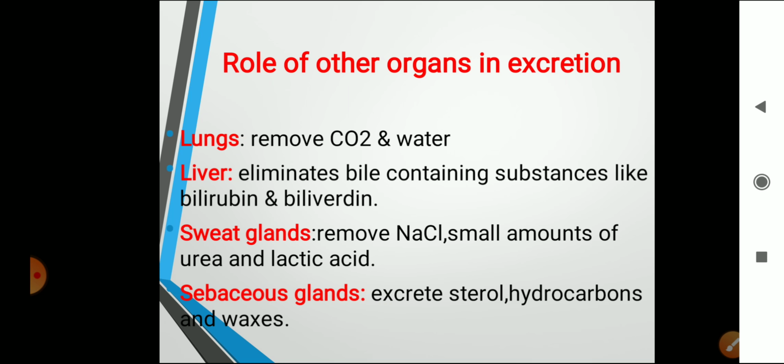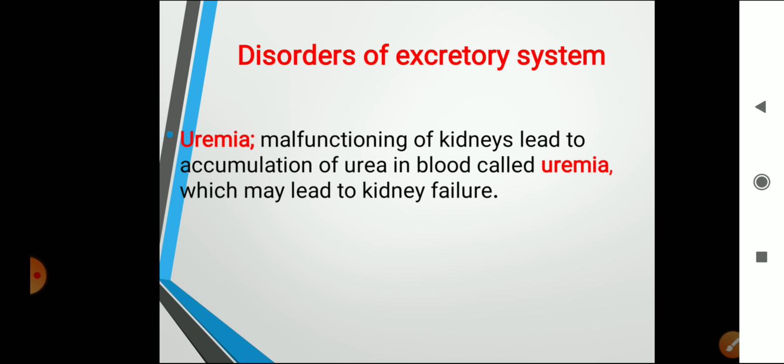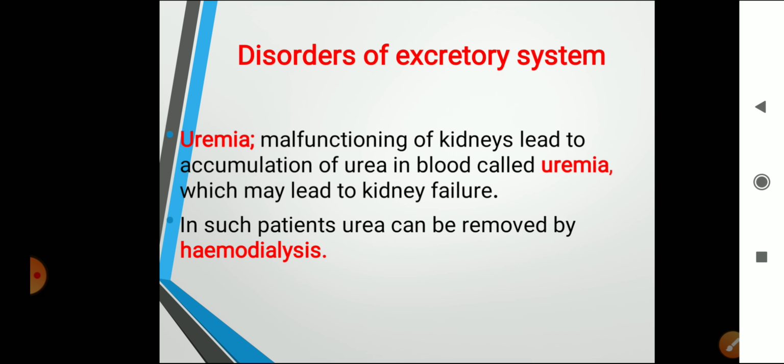Okay, now we'll move on to the disorders of the excretory system. The first disorder that you have to study is uremia. Uremia is nothing but malfunctioning of the kidneys leading to accumulation of urea in the blood, and this condition is known as uremia. So what is uremia? It is accumulation of urea in the blood due to malfunctioning of kidneys, and this may lead to kidney failure.